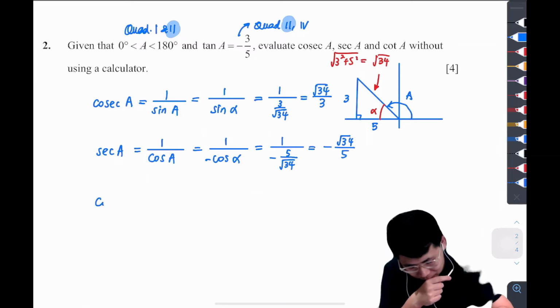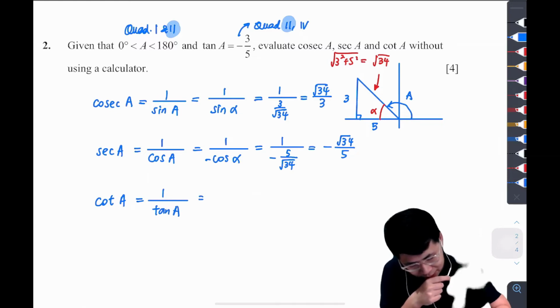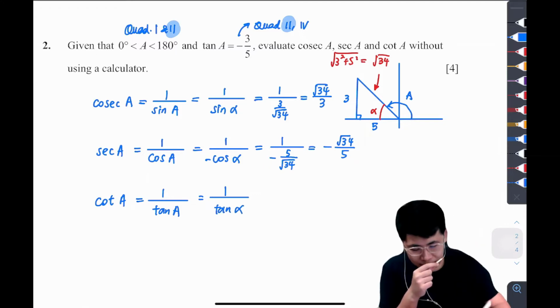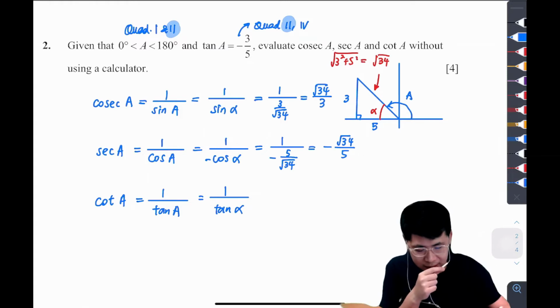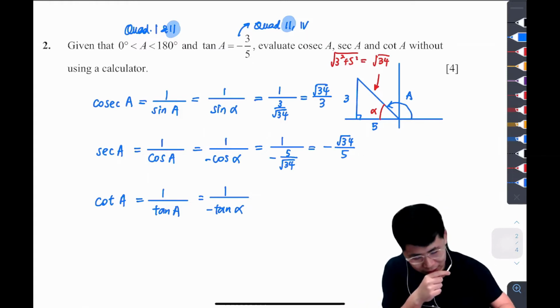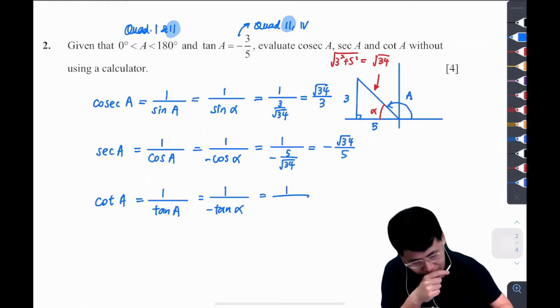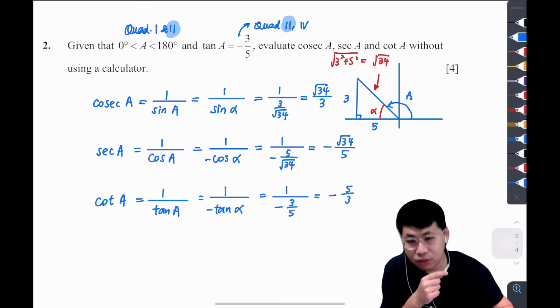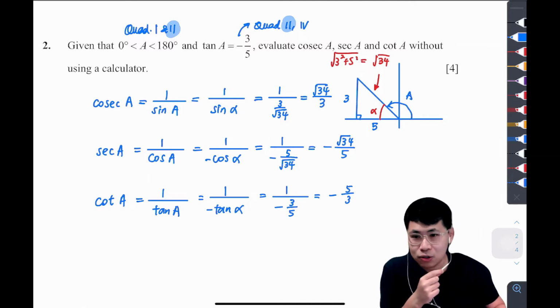Last but not least, cotangent A. Cotangent A is equal to 1 over tangent A, no big deal. So 1 over tangent A is equal to 1 over tangent of the basic angle alpha. Then in quadrant 2 ASTC, tangent is negative. So this would be 1 over negative of opposite over adjacent. So keep change flip, so this will be negative 5 over 3. So this is question 2.